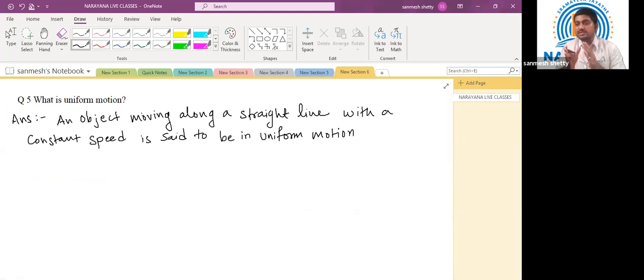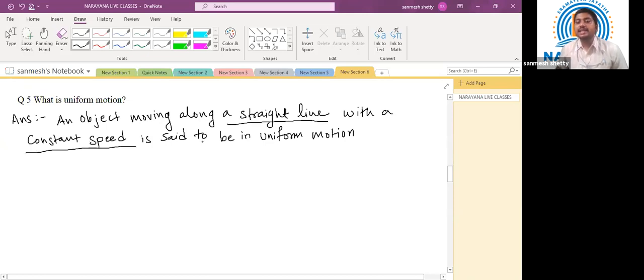If an object is moving along a straight line with a constant speed, that means its speed is constant throughout, then we say that the speed of the object is uniform or constant. Also, we can say that the motion itself is uniform. So the answer to this question is, an object moving along a straight line with a constant speed is said to be in a uniform motion.